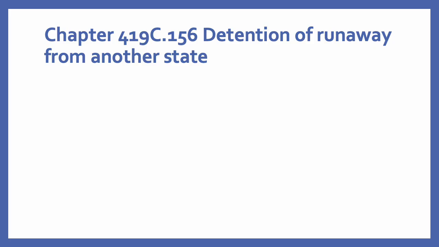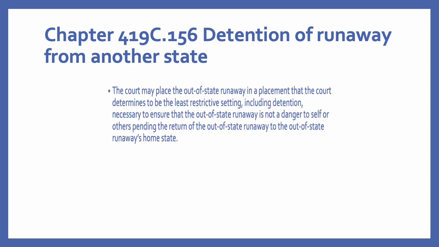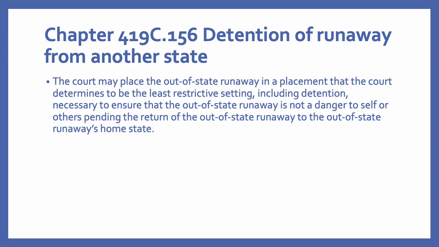Chapter 419C.156 Detention of Runaway from Another State. Another way that a youth can be placed in detention per statute is if the youth is an out-of-state runaway. The court may place the out-of-state runaway in a placement that the court determines to be the least restrictive setting, including detention, necessary to ensure that the out-of-state runaway is not a danger to self or to others pending the return of the out-of-state runaway's home state.